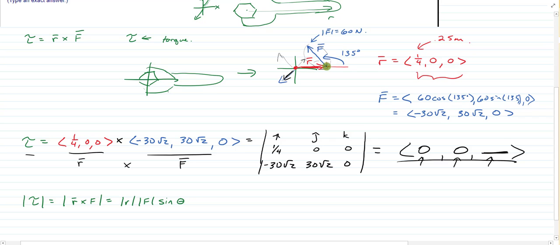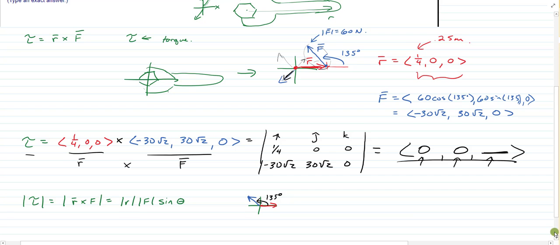And we know that the angle between these two vectors is 135 degrees. Now careful there folks, just to make sure that's clear, what we would do to represent that is, here's our coordinate system, and here was our radial vector, and then here is our force vector, and the angle between those two is that 135 degrees.